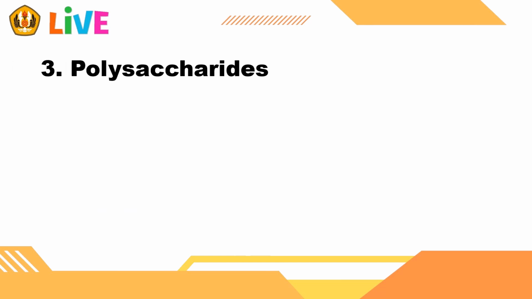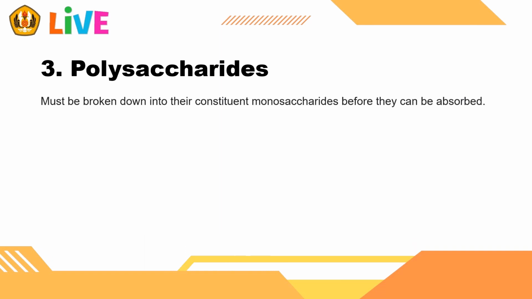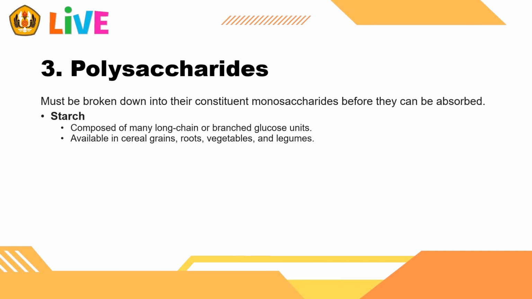Just like disaccharides, polysaccharides must be broken down into their constituent monosaccharides before they can be absorbed. Starch is an example of a polysaccharide composed of many long-chain or branched glucose units. Most food sources of complex carbohydrates are in the form of starch from cereal grains, roots, vegetables, and legumes. The amount of starch present in a vegetable increases with its maturity.